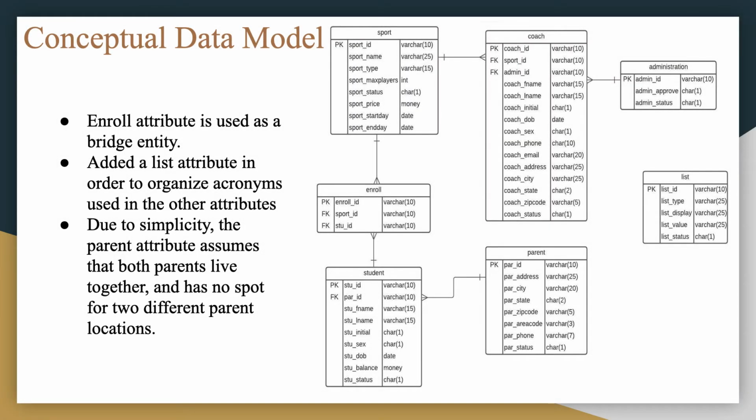Here is the conceptual data model for the database. The first thing that we had was a many-to-many relationship between sport and student, and so inserting the enroll entity allowed us to have a bridge entity. We added a list attribute in order to organize acronyms such as state names and the half contact, contact, and no contact acronyms. And then, yet again, due to simplicity, the parent attribute assumes that both parents live together, and there is currently no spot for 2 different parent locations.